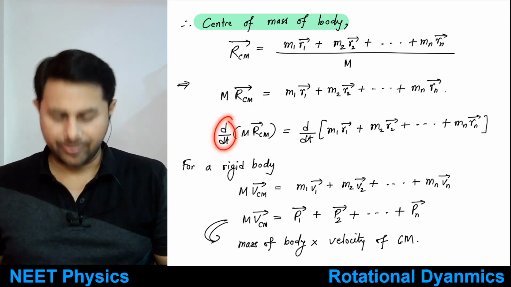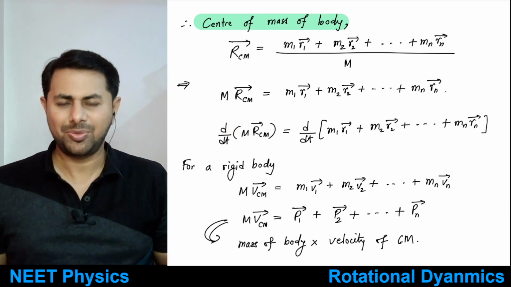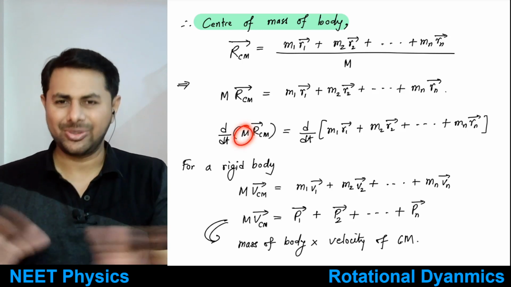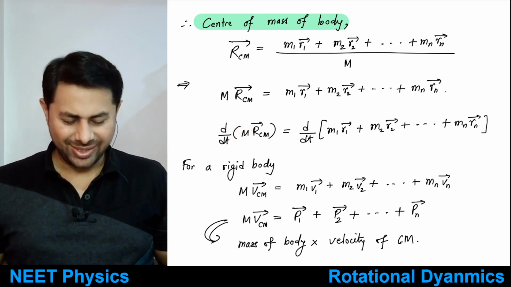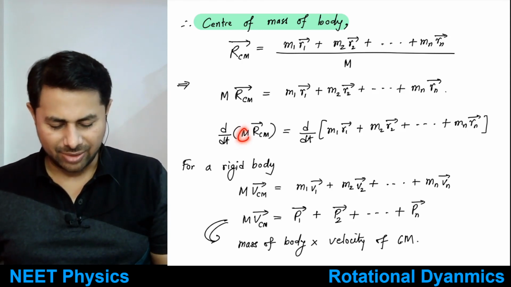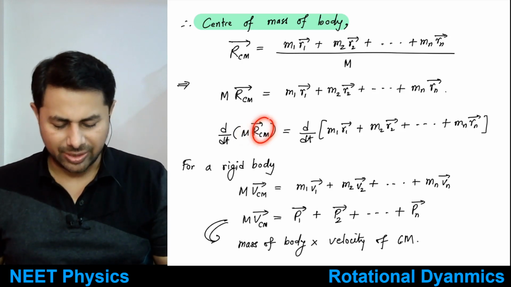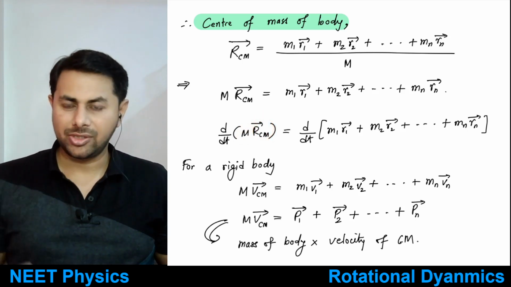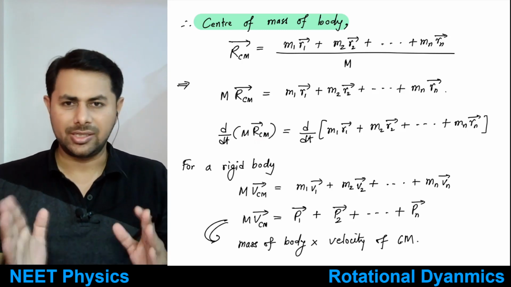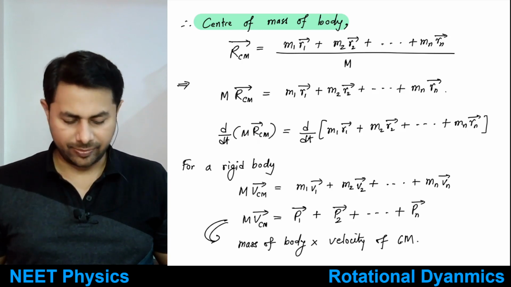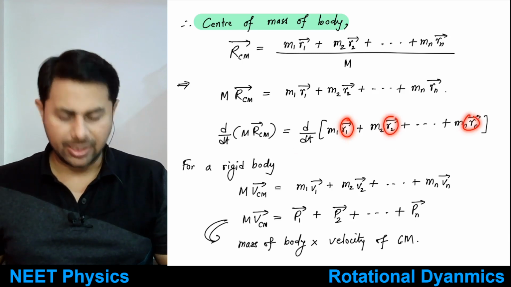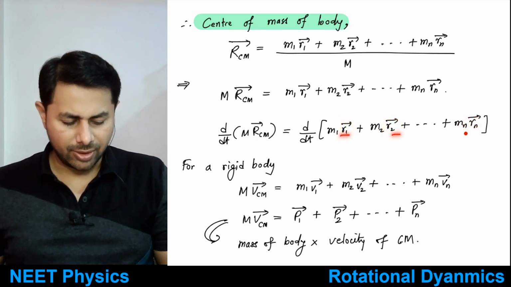So when you take a derivative of this, considering that this is a rigid body, its shape and size will not change, so its mass will remain constant, right? So you can move the mass outside, the body will not break. If it is rigid, it will not break. So you can move the mass outside. Then you just take the derivative of the position vector of the center of mass. The derivative of the position vector, dr by dt, is what? It is velocity. Similarly, on the right hand side you can take the derivative of the position vectors and it will give you the velocities of all those particles.